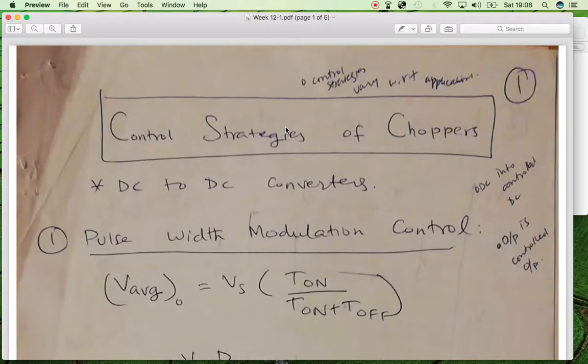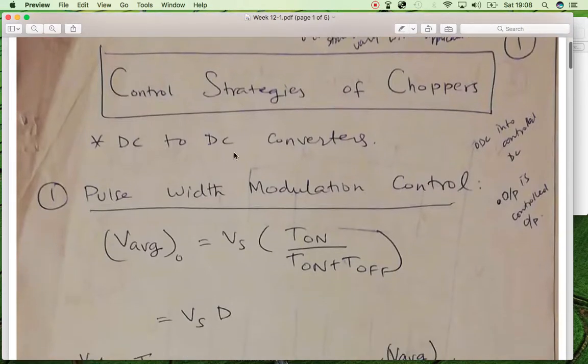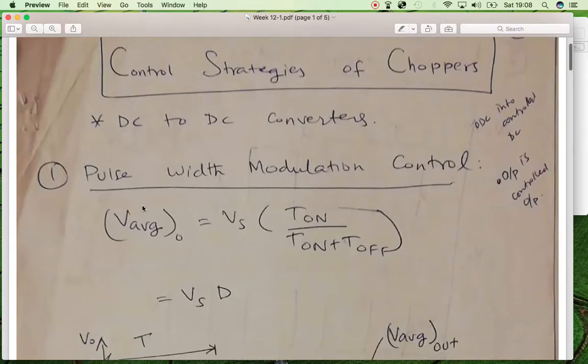Okay, so let's begin with the control strategies of chopper. Choppers are basically DC to DC converters, and whenever we have input DC and we want to step up that DC, then we use step up choppers, and when we want to step it down, we can have step down choppers. So, in order to control the DC at the output side of the load, there are different strategies of control which a chopper can adopt.